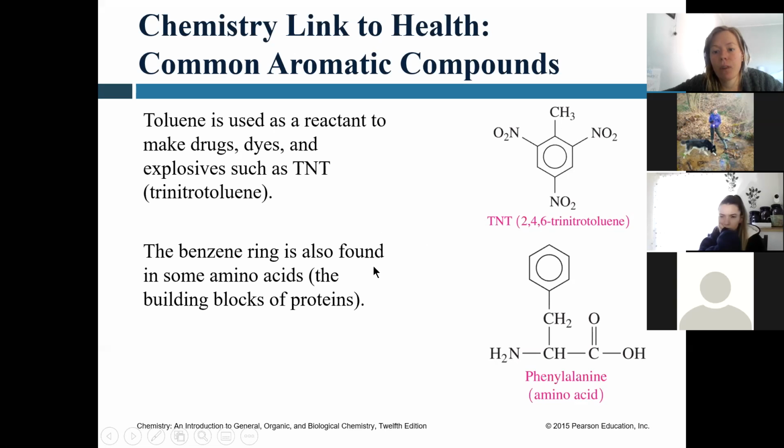Here's TNT. So we've got 2, 4, 6 trinitrotoluene. That's where that name comes from. So remember, toluene is the benzene ring with the methyl group. And then these, I wouldn't expect you to know this, but these are called nitro groups. There's 3 of them. So that's where the trinitro comes from. Trinitrotoluene, TNT. Okay.